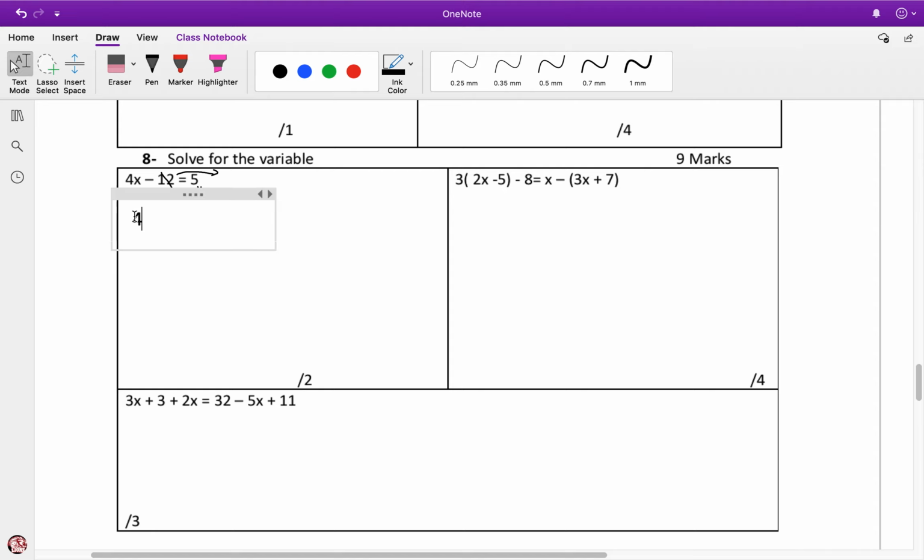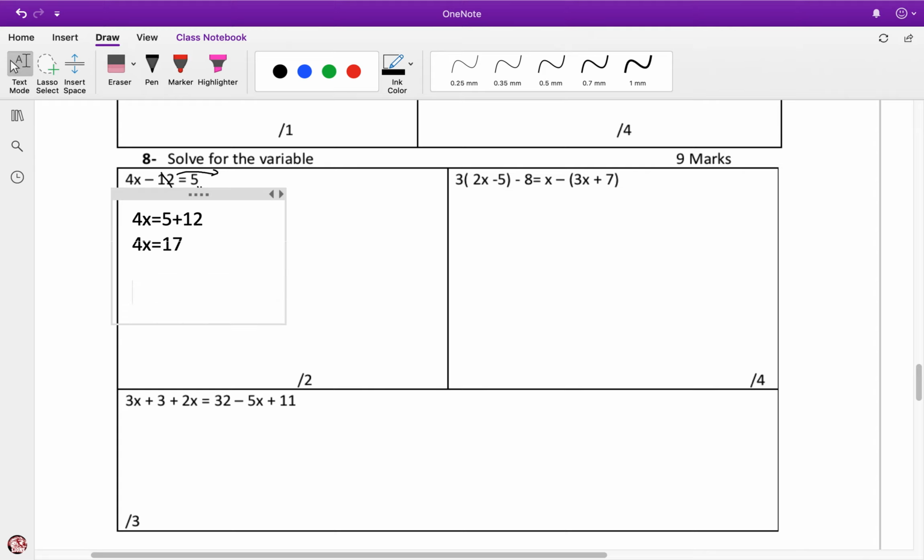So if we take a look here, we have the 4x's, which is already there, equals, and I always write down what we have already, and then the negative 12 is now a plus 12. Right? So I'm going to be left with 4x equals 17.